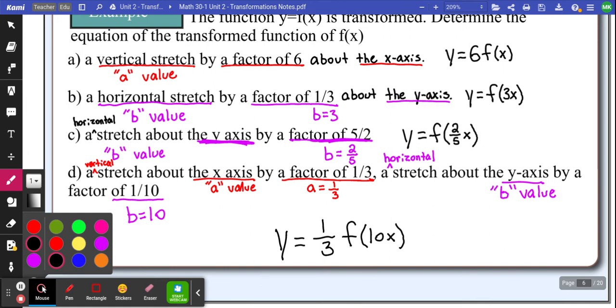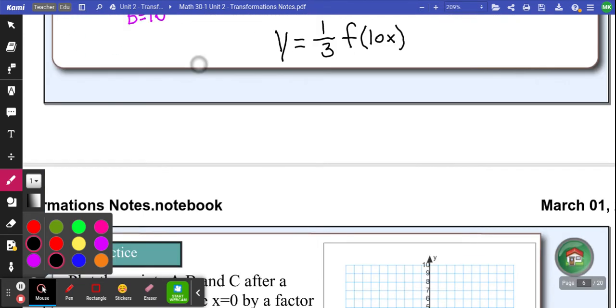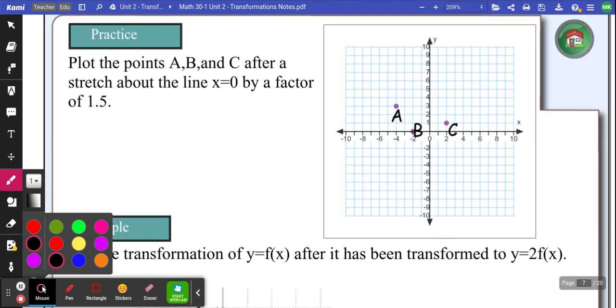You would have seen these things in Math 1. We did stretches and transformations of quadratics, but we basically focused on vertical stretches. We didn't do too many horizontal stretches. A little bit, not really. All right. Let's try a question.